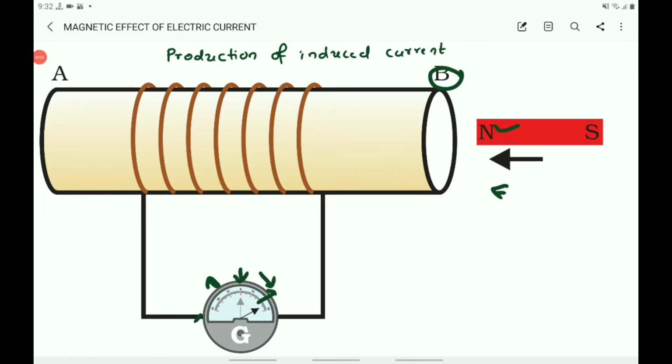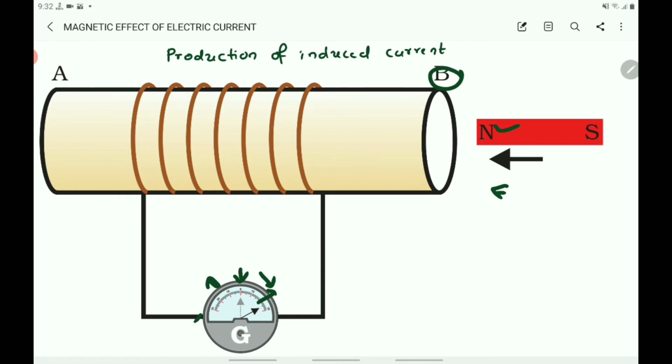What do you conclude from this activity? Whether the magnet is moved towards or away from the coil, or the coil is moved towards or away from the magnet, the magnetic lines of force passing through the closed coil get changed. Here, magnetic lines of force linking with the coil get changed. This produces an induced potential difference in the coil, which in turn sets up an induced current in the circuit.